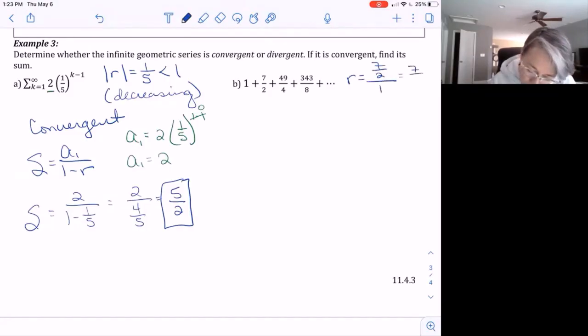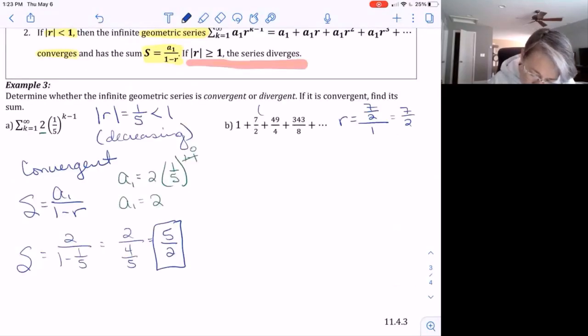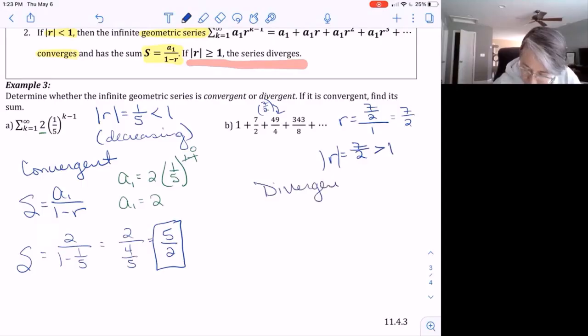So we have a common ratio of 7/2. And we can double check, making sure that's still true. If we took that 7/2 and multiplied it by 7/2, we would in fact get 49/4. So that is our ratio. Our r of 7/2 is greater than 1. Therefore, this series is divergent. That sum's just going to keep on growing because the numbers keep growing.